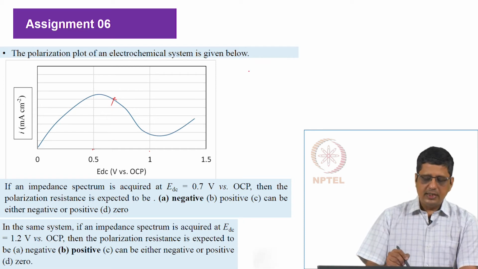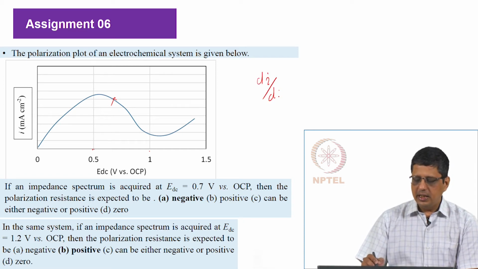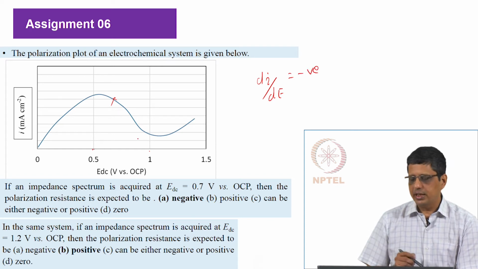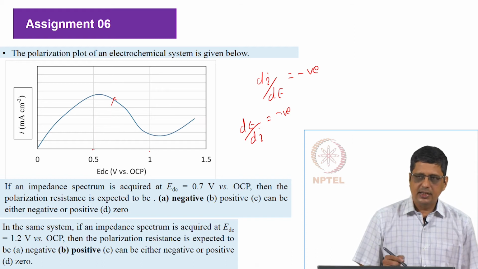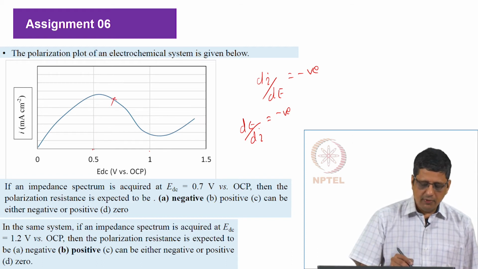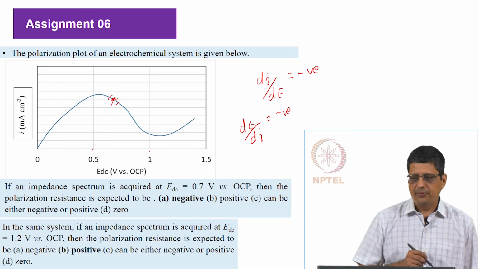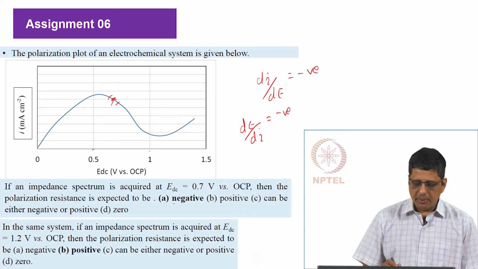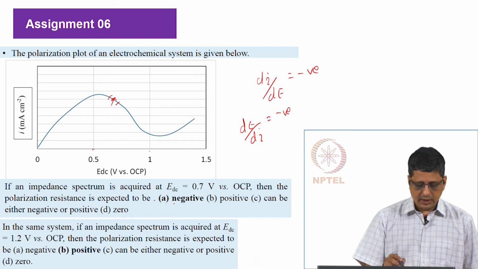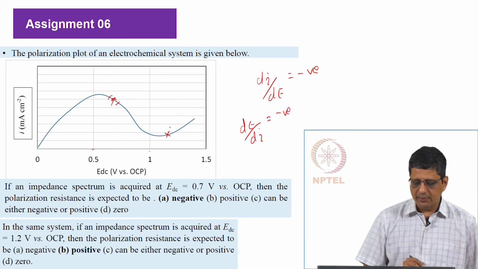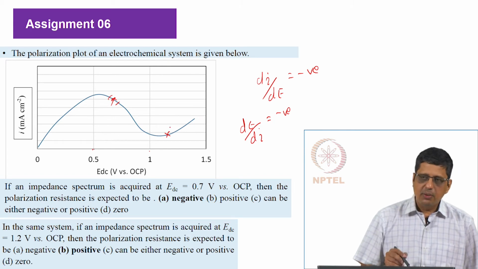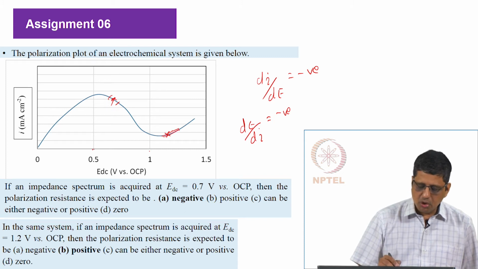The slope of this line, di by dE, is negative. Current decreases with potential here, right. Obviously, that means dE by di is also negative, and the polarization resistance value has to be equal to the inverse of the slope of this line. So, polarization resistance will be negative. In this system, if we take data at 1.2 volts somewhere here, we expect the polarization resistance to be positive because the slope of this line is positive.